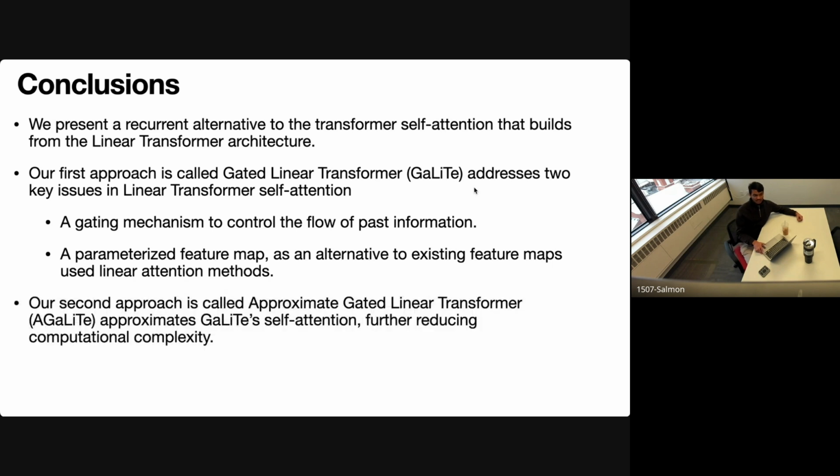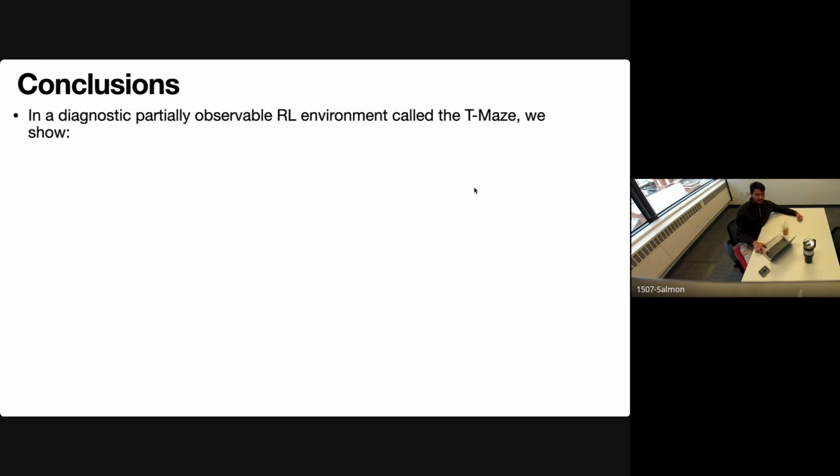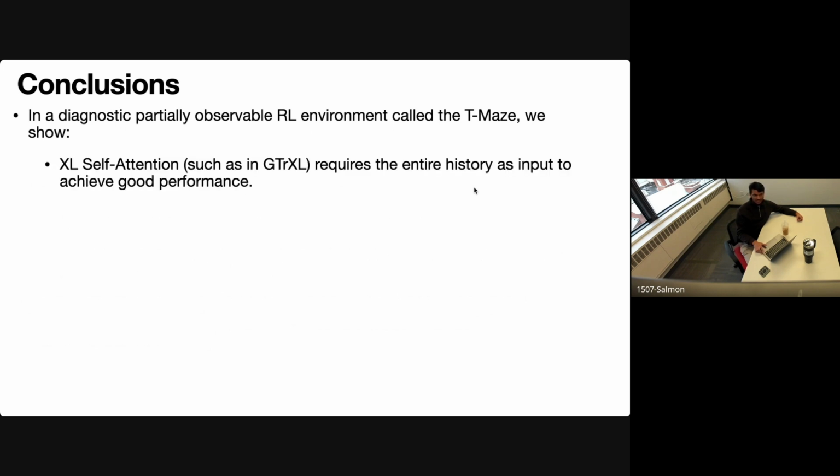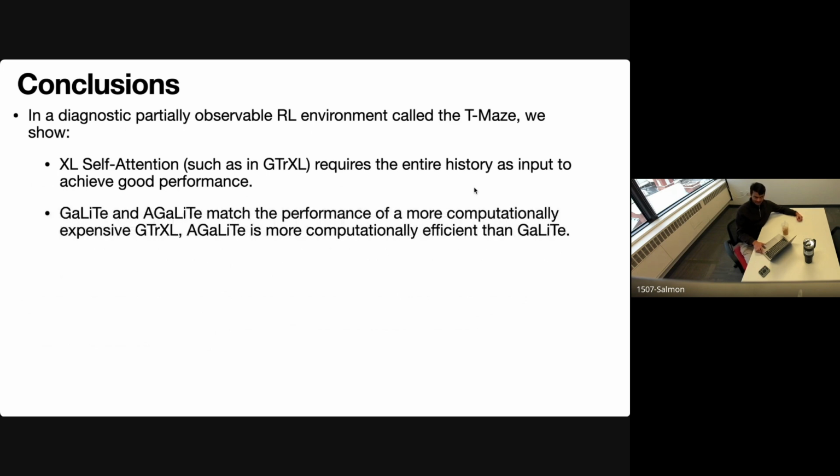Our second approach improves upon the first approach. It approximates the GaLiTe's self-attention mechanism, further reducing the computational complexity. Finally, we show that in a diagnostic partially observable RL environment called the T-maze, the XL self-attention requires the entire history as input to achieve good performance. On the other hand, GaLiTe and AGaLiTe are able to match the performance of a more computationally expensive transformer architecture with much more computational efficiency.